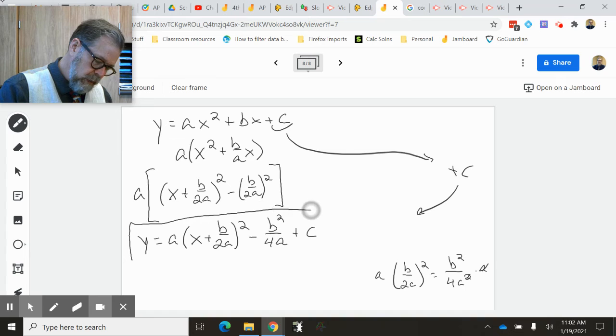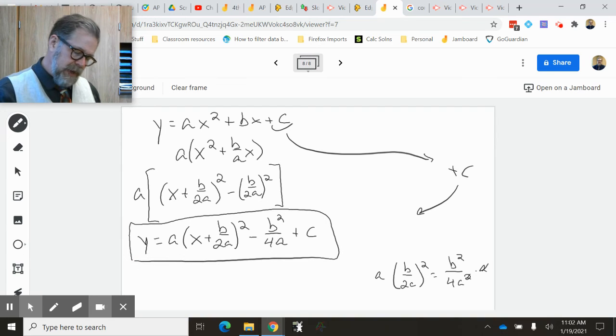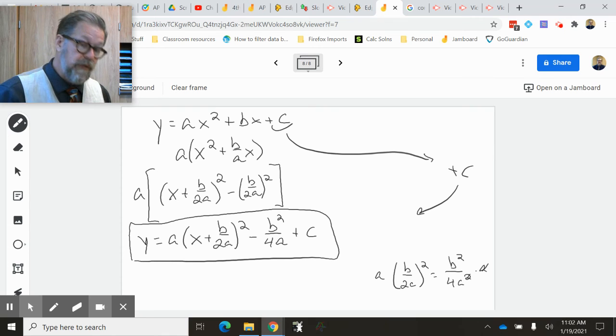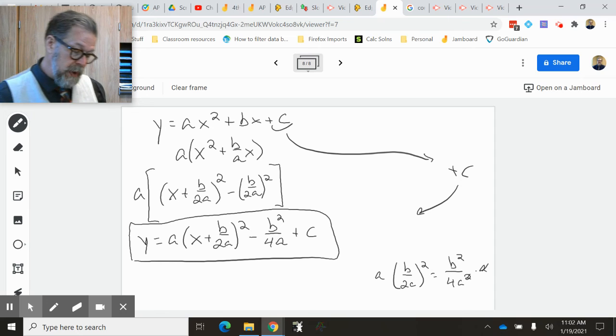The constant term. Guys, some of this may look a little bit familiar. Notice that there's some b's and there's some 2a's and there's 4a's and there's b squared. This is where we get the quadratic formula. And if you wanted to, as an independent exercise, you could set y equal to 0 and solve for x and see what happened.